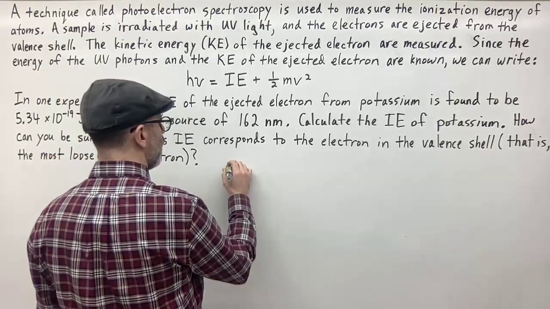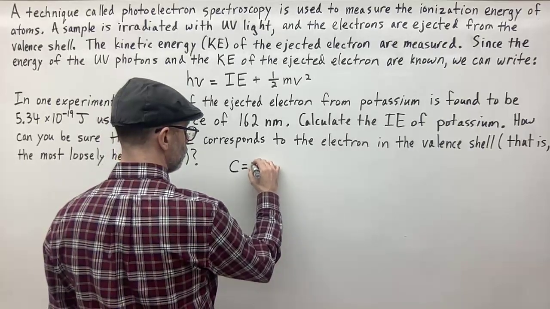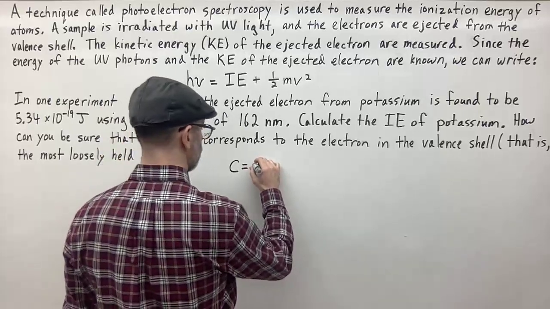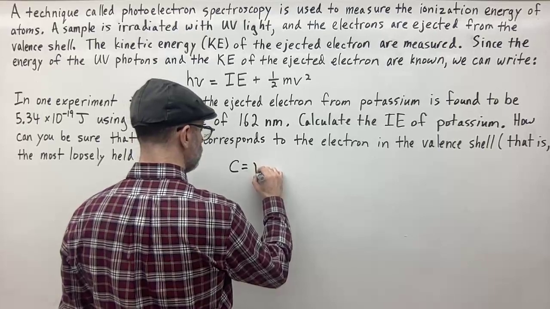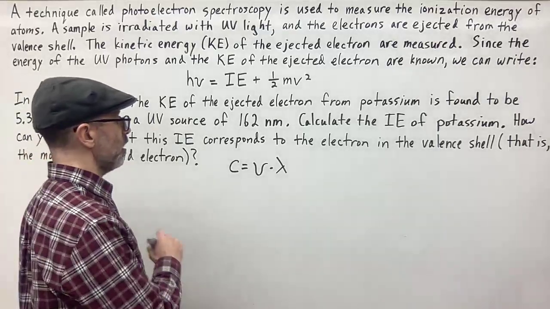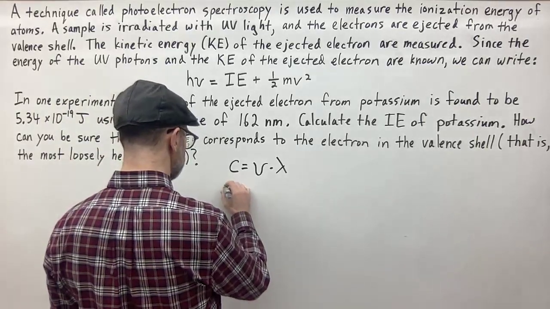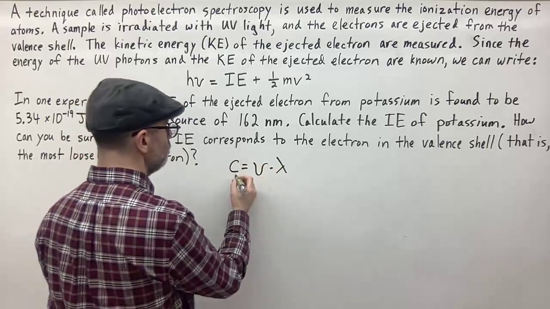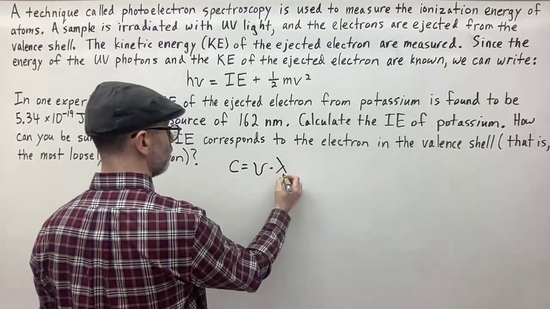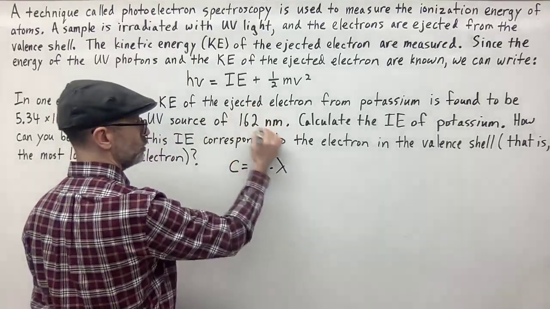So we know that c is equal to nu lambda, right? So it's going to be nu times lambda. Lambda is the wavelength, so that's the wavelength. So we have 162 nanometers.